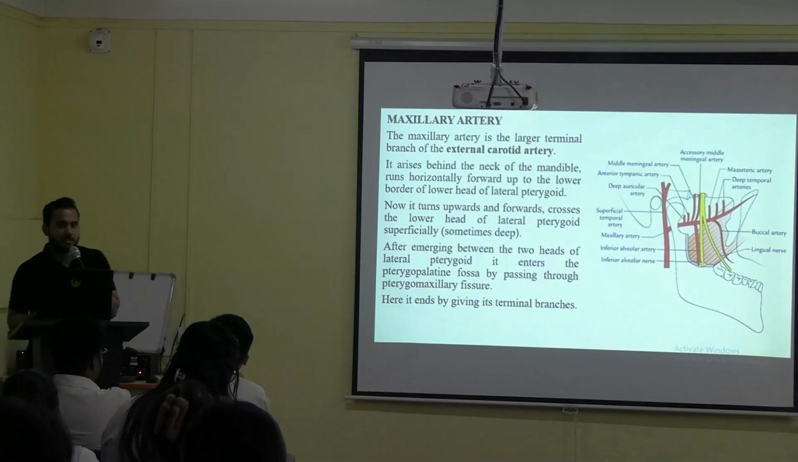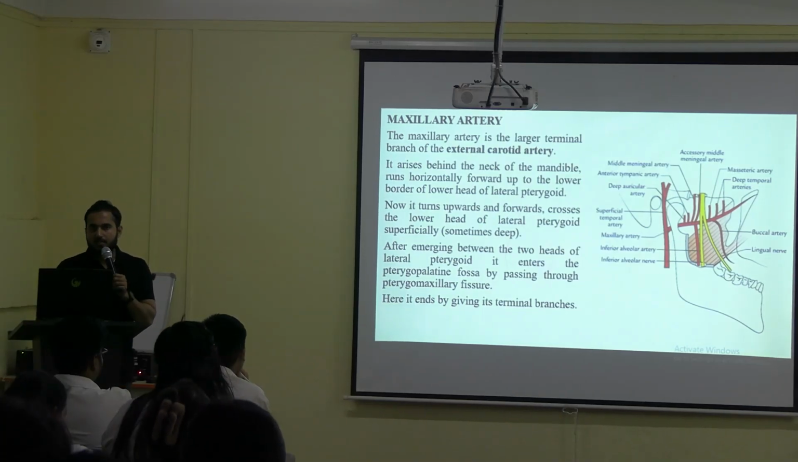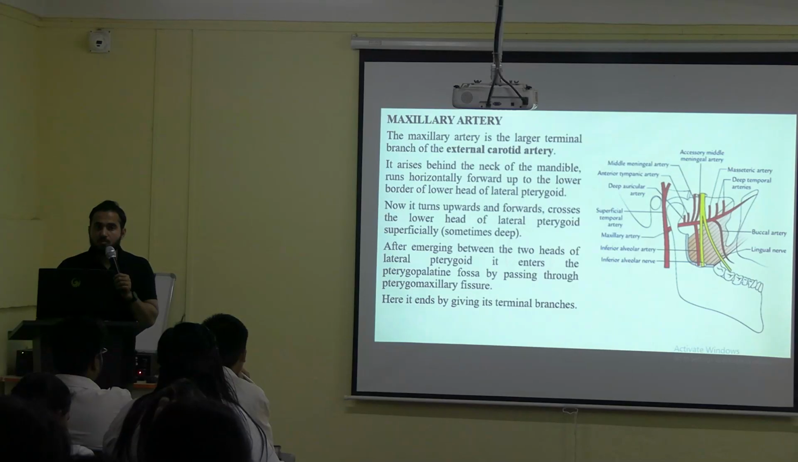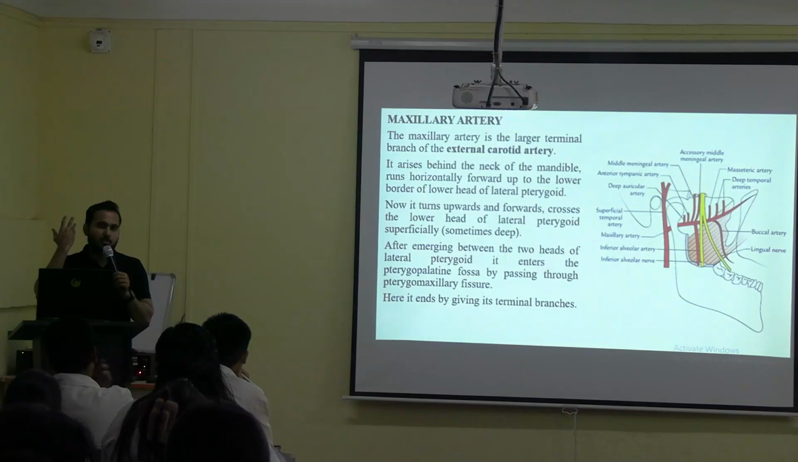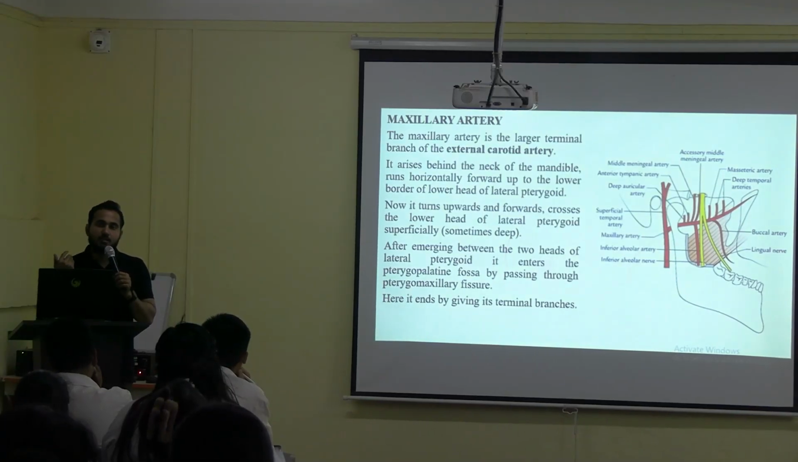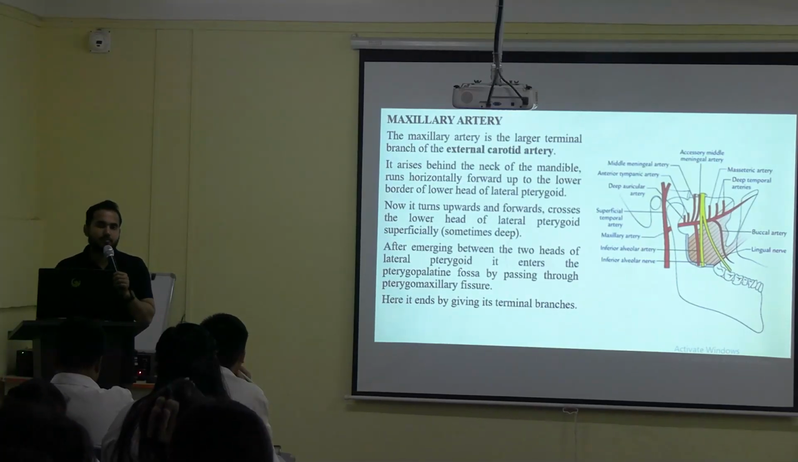Now in dissection class, can you tell me why you have not seen the maxillary artery yet? Because we have not removed the ramus of the mandible. Okay, for that what we have to do? We have to remove the ramus of the mandible. Then only you can reach the infratemporal fossa. Okay, and then you can see the structures which are present in the infratemporal fossa.